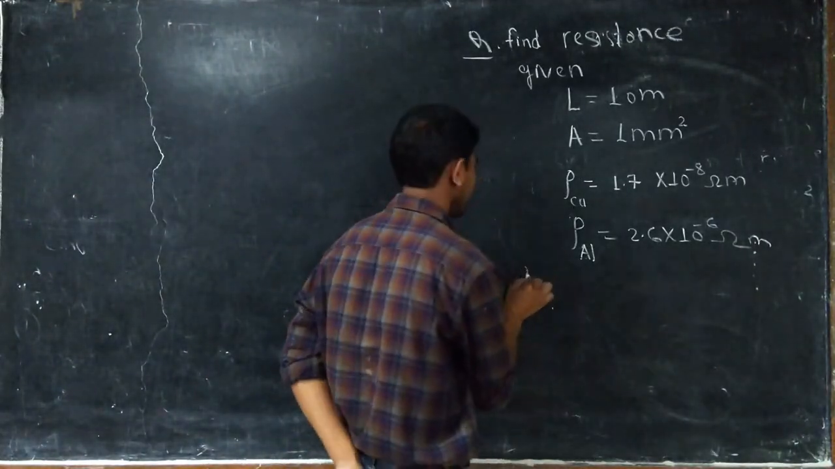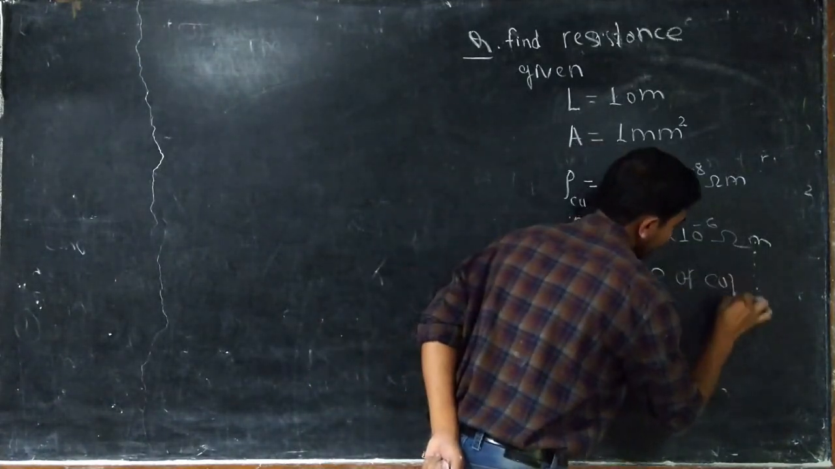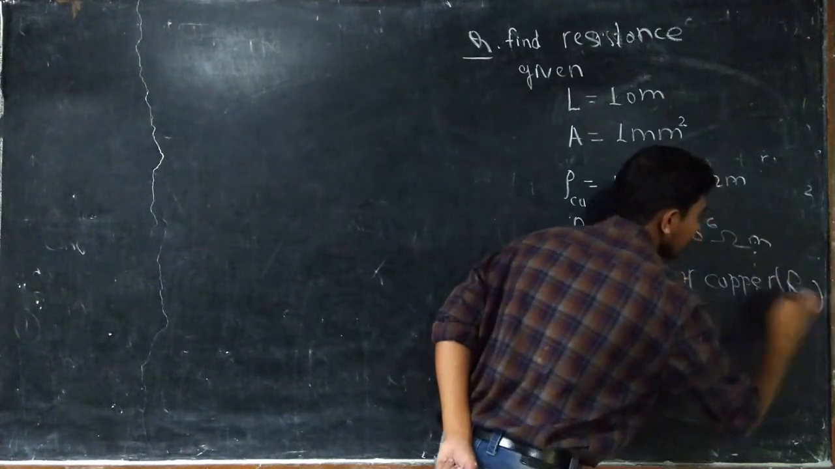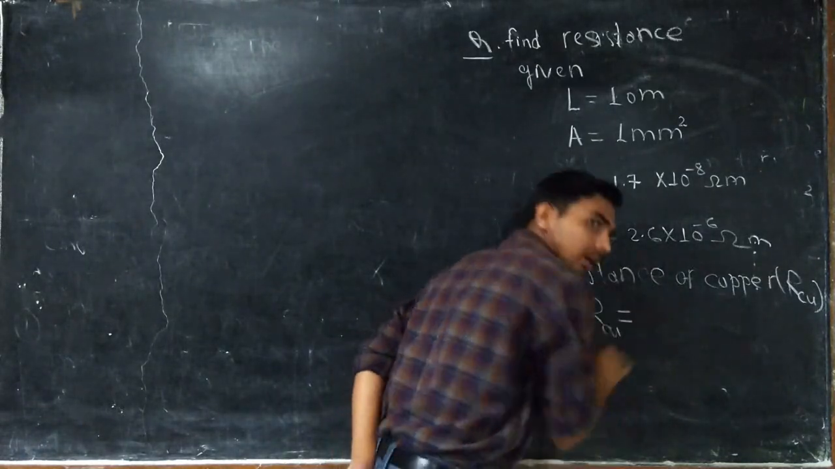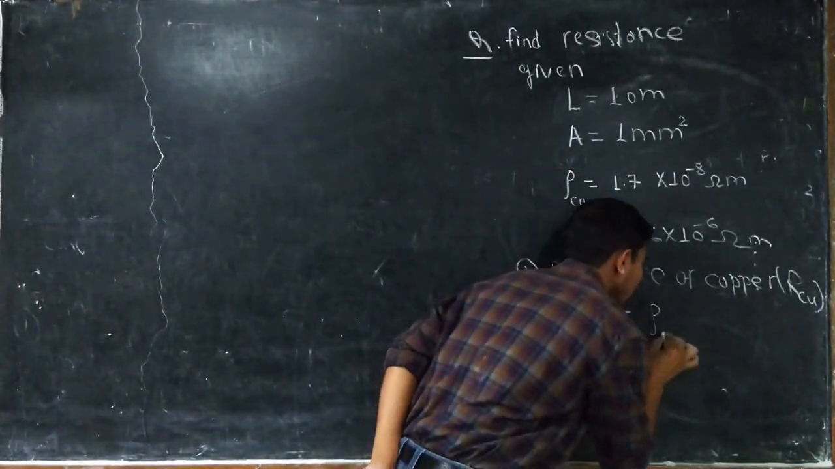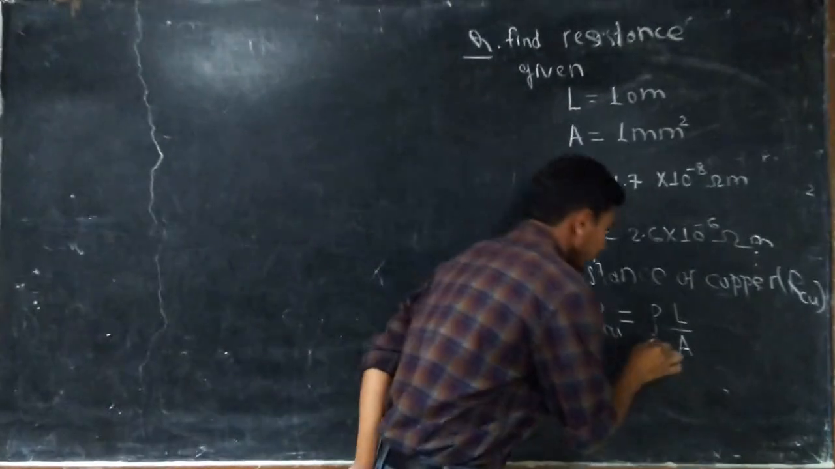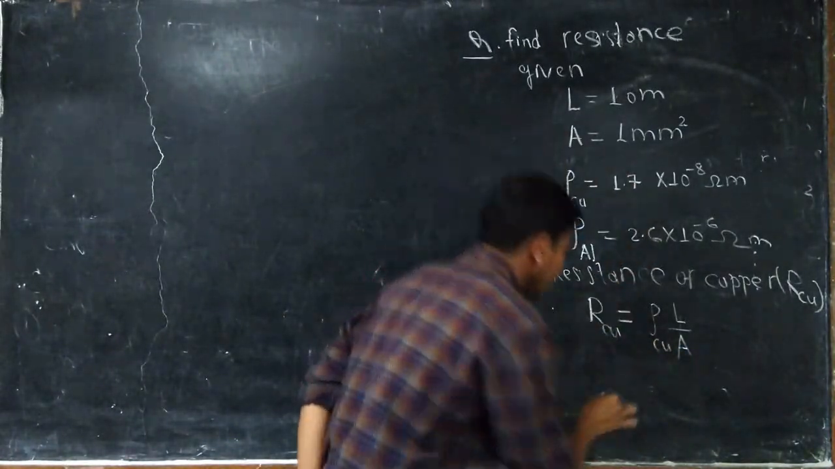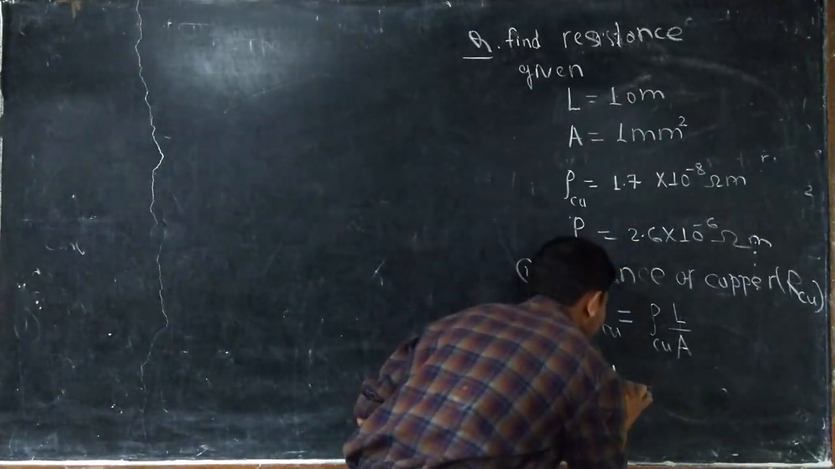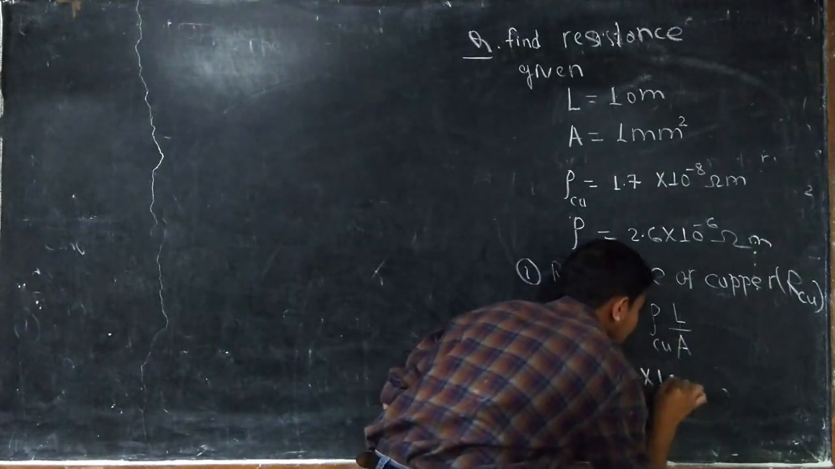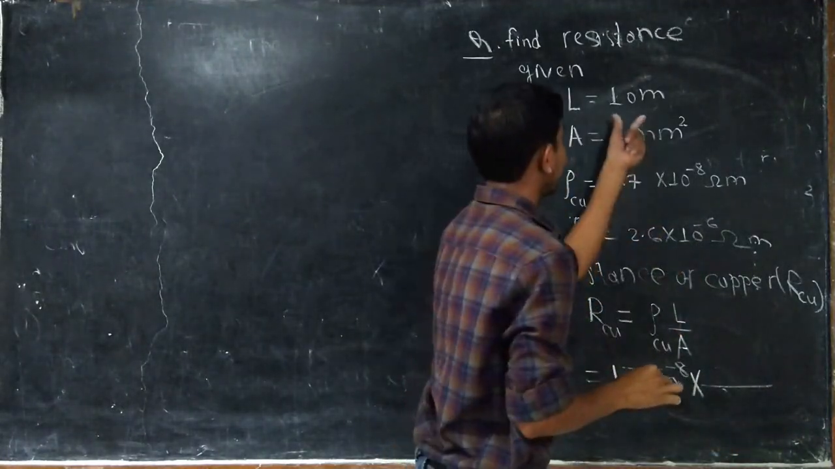Suppose first I calculate the resistance of copper, Rc. Rc means resistance of copper. That will be rho L by A. You know this formula. Here Cu will come, and we will substitute the values. Rho is 1.7 into 10 to the power minus 8. Length is 10 meter.